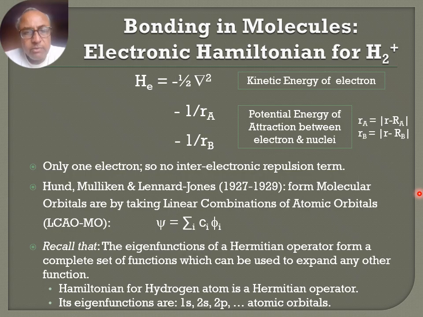Why can we do this? Well, recall that the eigenfunctions of a Hermitian operator form a complete set of functions which can be used to expand any other function. Therefore, the Hamiltonian for the hydrogen atom is a Hermitian operator, as we have already seen, and its eigenfunctions are the 1s, 2s, 2p, etc. atomic orbitals. So these atomic orbitals, which are eigenfunctions of a Hermitian operator, can be used to expand the wave function for H2 plus.